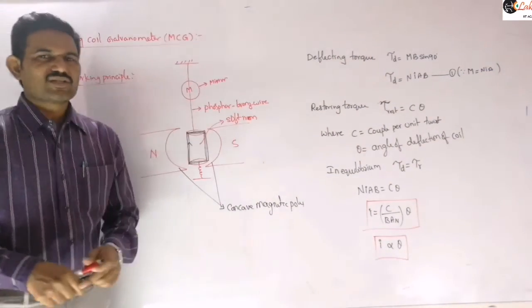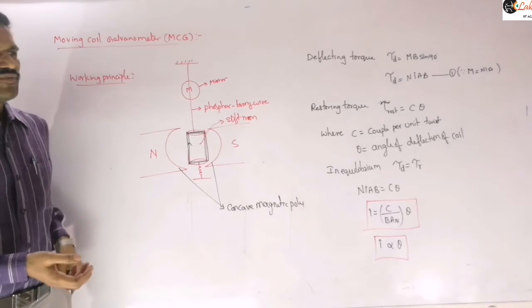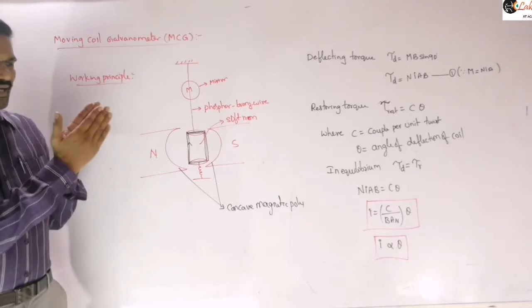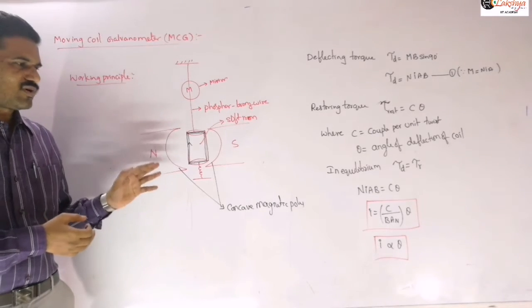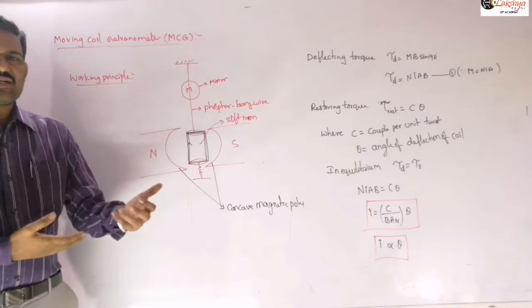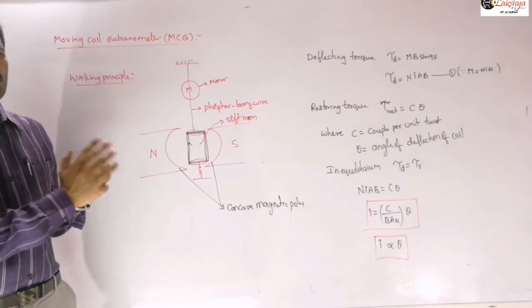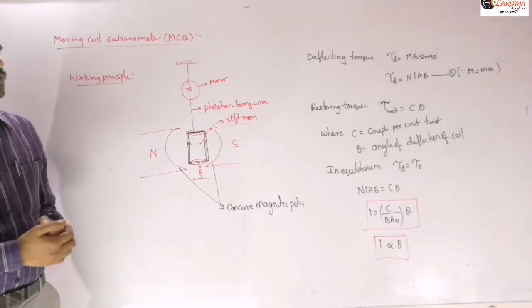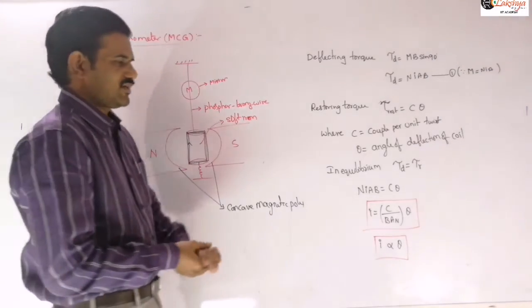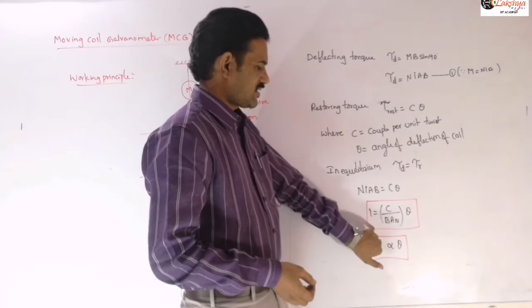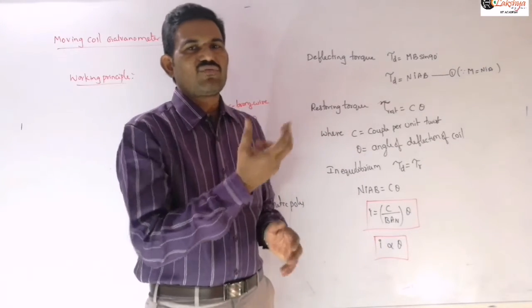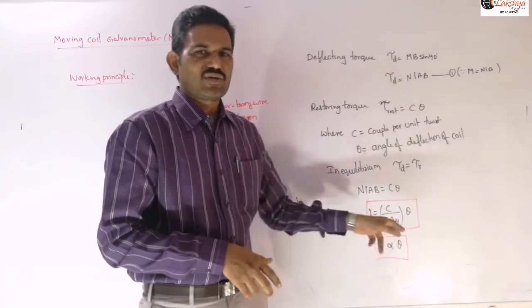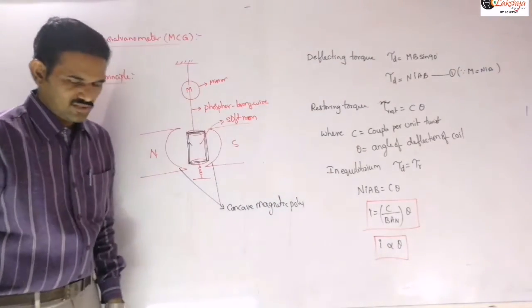So we just need to measure the deflection. By measuring the deflection, you can identify how much current is flowing through that. The current passing through this coil is directly proportional to the deflection. If you double the current, the deflection will also get doubled. So they are directly proportional to each other, right? You just need to find how much deflection is produced in the coil, and by measuring it you can calculate the current flowing into this coil.